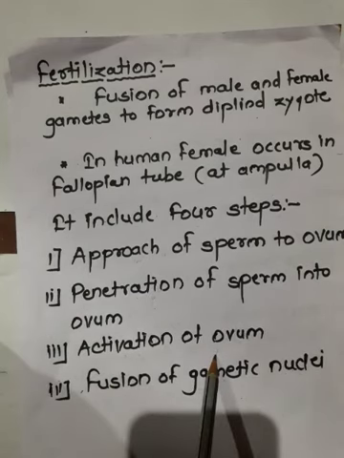Activation of ovum. When the sperm enters, it stimulates the ovum to undergo the second maturation division. As a result, it releases the second polar body. The ovum becomes mature, which is called the ootid.